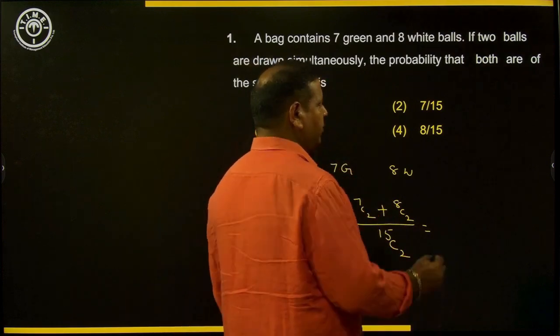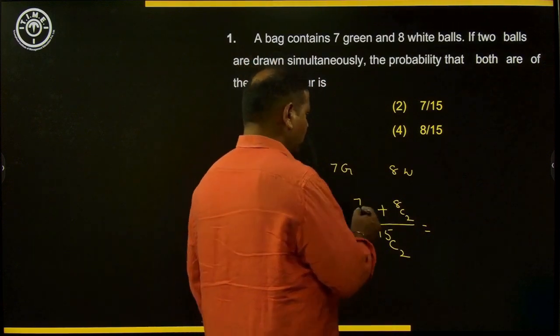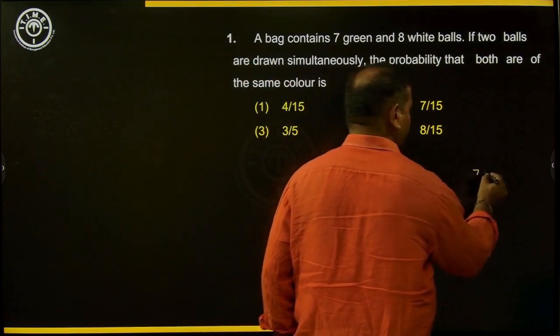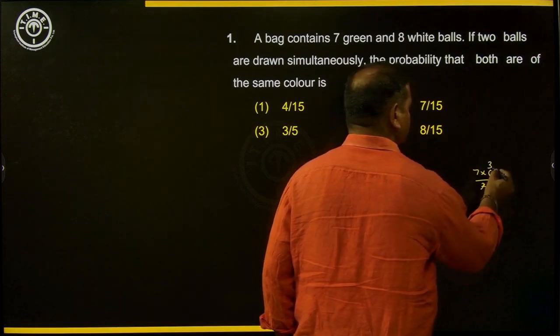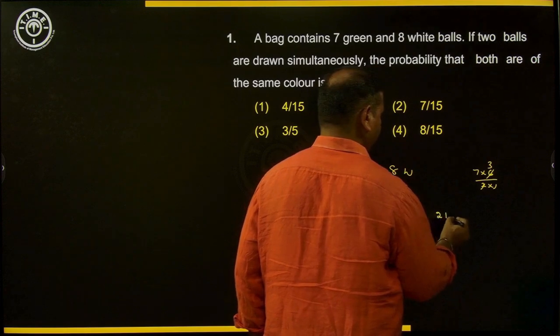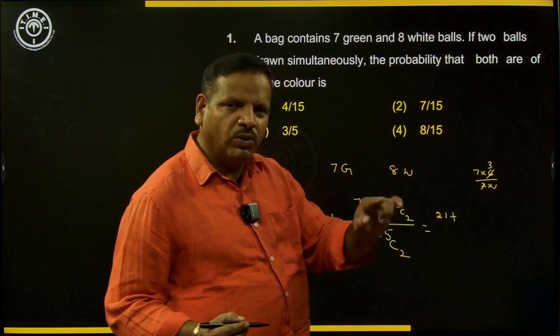Simplification. NCR formula: n factorial by r factorial into n minus r factorial. For 7C2, take 2 numbers back: 7 into 6 by 2 into 1, 7 times 3, that is 21. In the same way, 8C2: 8 into 7 by 2 into 1, that is 28.